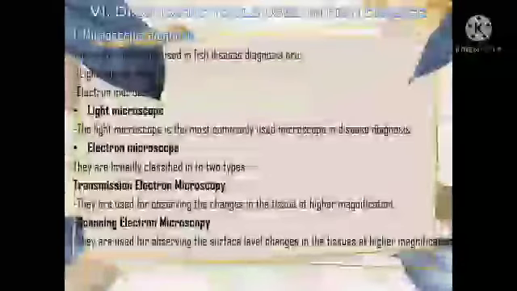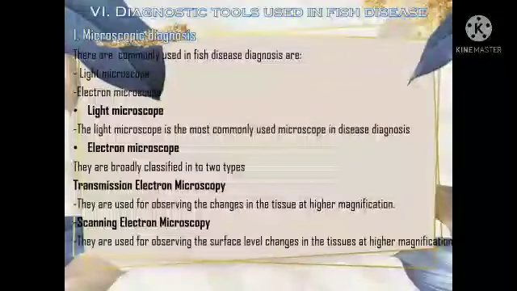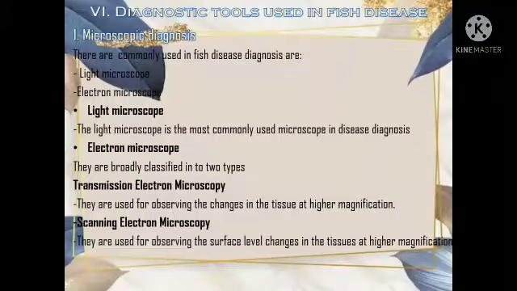Diagnostic tools used in fish disease. Microscopic diagnosis. The commonly used tools in fish disease diagnosis are the light microscope and electron microscope. The light microscope is the most commonly used microscope in disease diagnosis. Electron microscopes are broadly classified into two types: transmission electron microscopy and scanning electron microscopy.